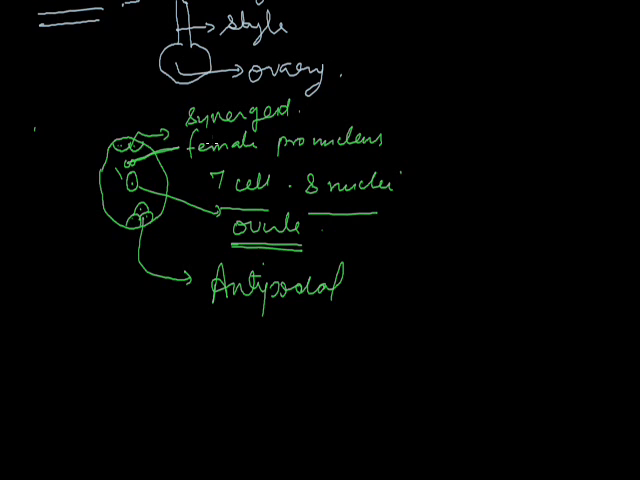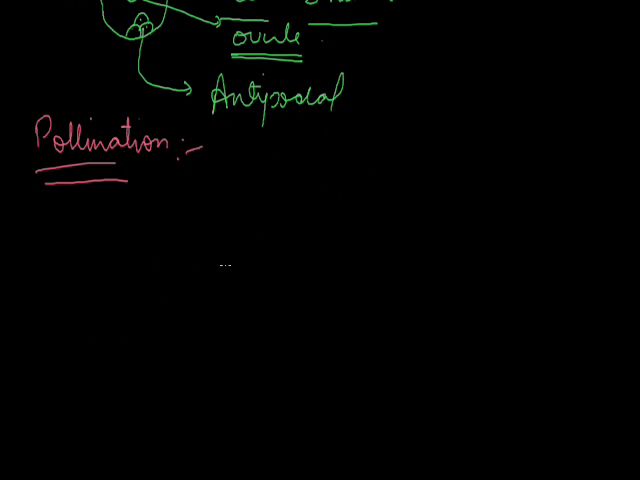We'll see it further. Now, what actually happens in fertilization? Before going into fertilization, we need to understand pollination. What is pollination? As we have understood about the male gametes and the female gametes, how the plant is producing the male gamete and how the plant is producing the female gamete.